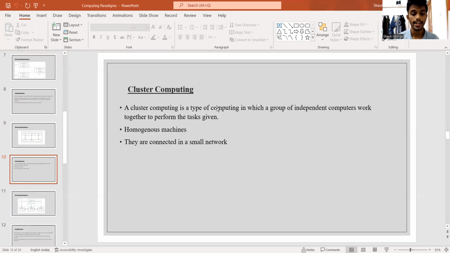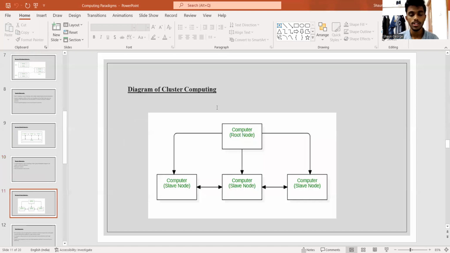Cluster computing. Cluster computing is a type of computing in which a group of independent computers work together to perform the task given. Cluster computing uses homogeneous machines. In cluster computing, all the machines are connected in a small network. This figure shows the working of cluster computing.